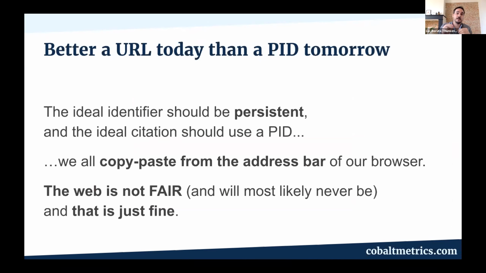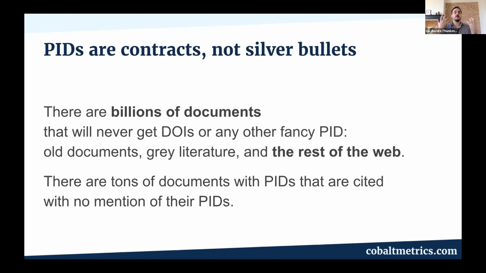And I'm going to explain during this talk how we can build upon the PID graph and scholarly resources to include less fortunate resources in the whole thing. So PIDs are contracts. They are not silver bullets. First and foremost, persistent is just a matter of service. Declaring that an identifier is persistent is not enough. There are billions of documents that will never get DOIs or any other kind of fancy PID.